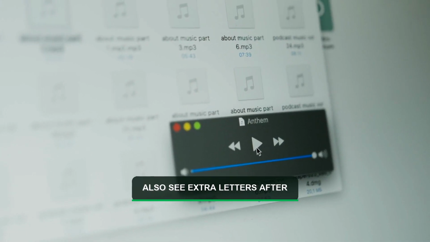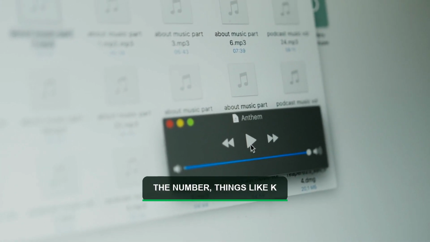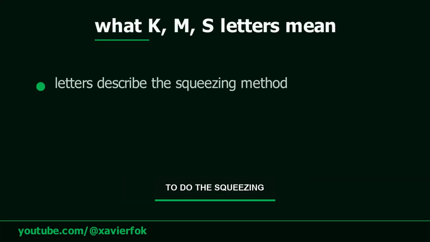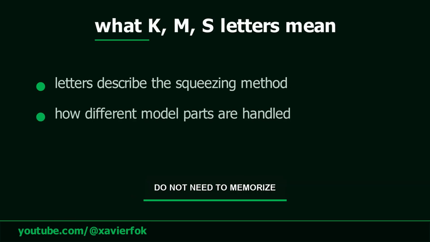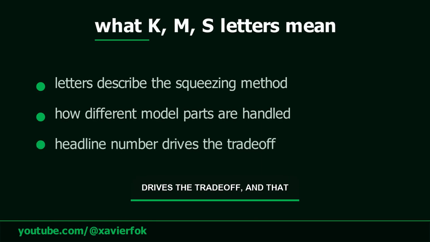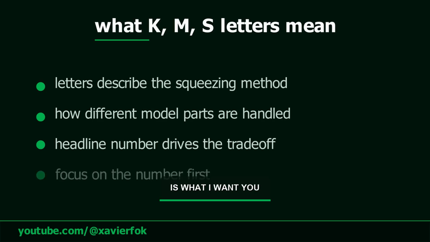You will also see extra letters after the number, things like K and M and S. Those describe the specific method used to do the squeezing and how it handles different parts of the model. You do not need to memorize all of them. The headline number is the part that drives the trade-off, and that is what I want you to focus on.